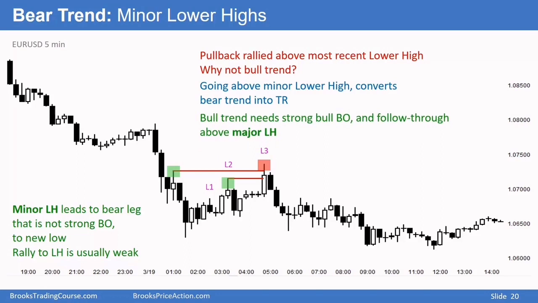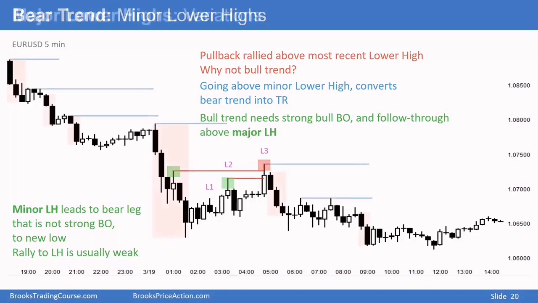For a bull trend, you need a strong bull breakout and follow through above major lower highs. We broke above a lower high. We broke above a lower high. So we're going to break out here. That is not a strong bull breakout. It's just 1 bar with terrible follow through. So we need breakout and follow through. So we got a decent breakout with bad follow through. And it did not get above a major lower high. It just went above minor lower highs. So this is probably not a bull trend. It's probably a bull leg in a trading range or a bull leg in a bear trend.